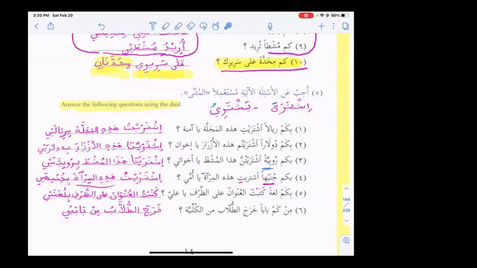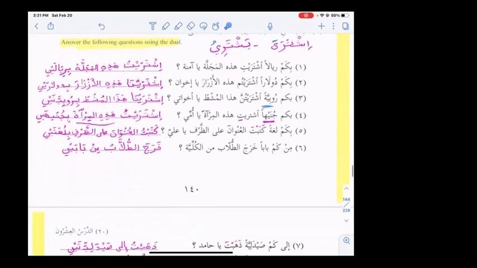بكم لغة كتبت العنوان على الظرف يا علي؟ Again, the answers are all in dual. كتبت العنوان. عنوان means address. على الظرف, that is the envelope. يا علي كتبت العنوان, I wrote the address على الظرف, on the envelope, بلغتين, two languages.